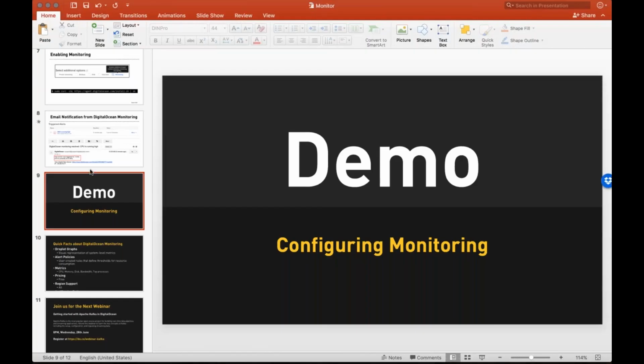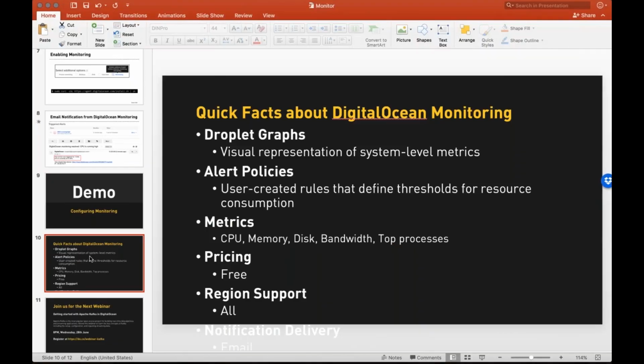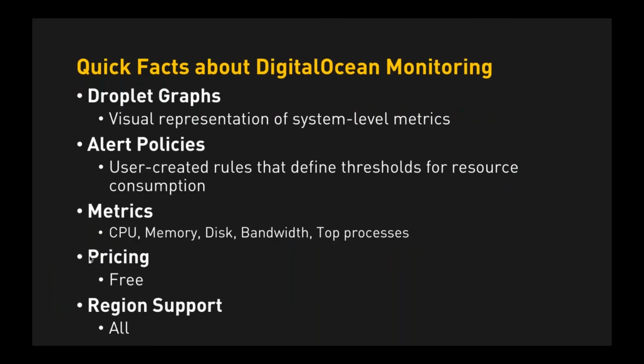Let's come back and get some quick facts about DO monitoring. So there are droplet graphs, which we have seen. It's a visual representation of system level metrics. Alert policies, you can create custom policies that define thresholds for each of the resources or a group of resources that belong to the same tag. You can track metrics that include CPU, memory, disk, bandwidth, and top processes.